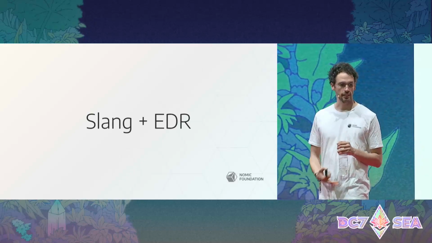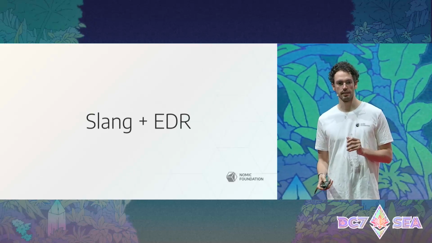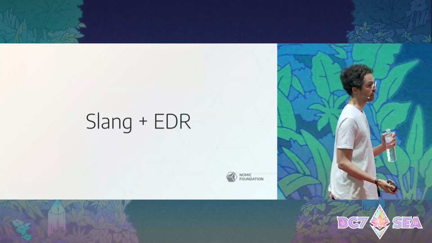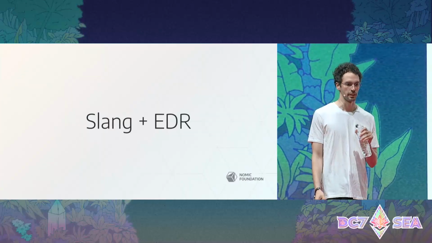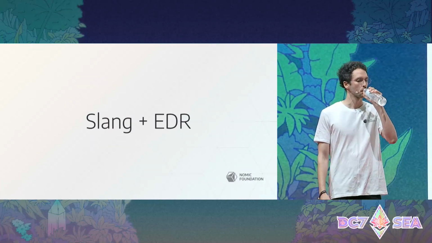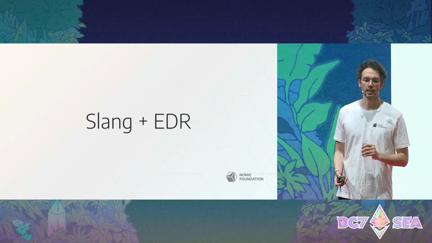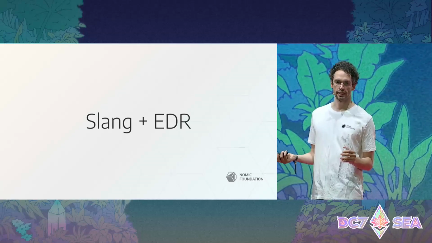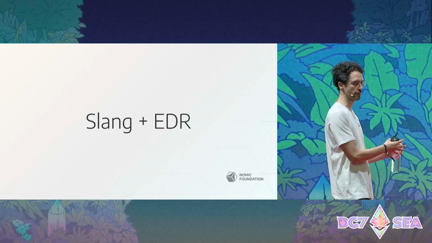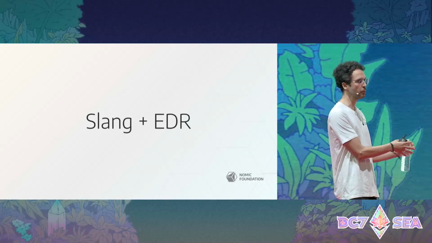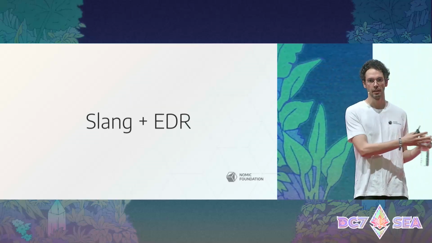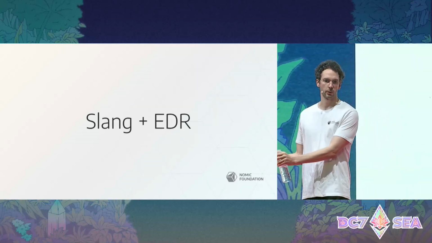Finally, Slang and EDR are sister projects. What does that mean? That they are designed to work together. And that's because the combination of both will allow us to do way more advanced things than what we can do with each of them in isolation. Right now, we have a compiler, solc, built by one team. We have our own runtimes.